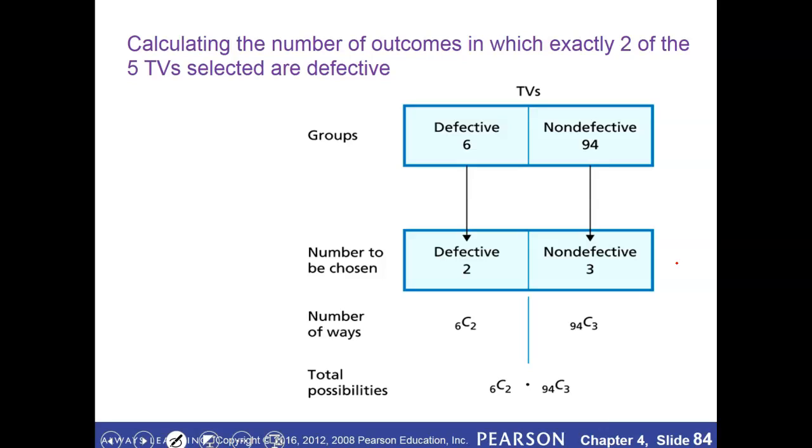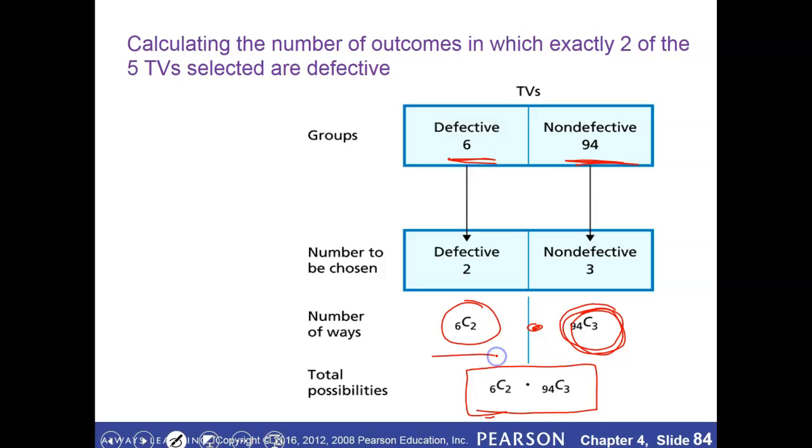One final slide here, calculating the number of outcomes in which exactly 2 of 5 televisions are selected. So suppose that you have 2 different groups. You have 6 defective TVs, you have 94 non-defective TVs, and you choose 2 of the defective TVs, so you're having a combination because order doesn't matter here. You're having a combination where you're picking 2 of the 6 defective TVs, and then you're going to pick 3 of the 94 non-defective TVs. And you want to find out how many different arrangements or groups are possible. It's a combination because order doesn't matter, but then you would multiply those numbers together like we have in the counting principle. We would just take the number of choices that we have here times the number of choices that we have here.